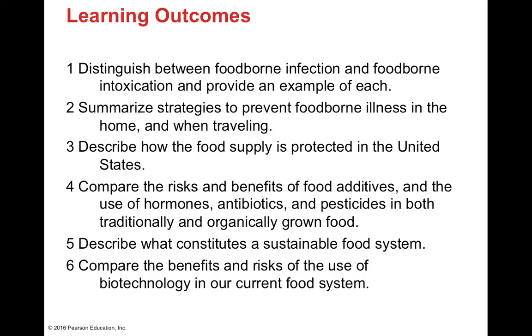We'll discuss strategies that you can take to prevent getting sick from foodborne illnesses in your own home or when you're traveling about the country, or more recently locally due to COVID. We'll describe the food supply in the United States and how it's protected, as well as comparing the risks and benefits of particular food additives, hormones, antibiotics, and pesticides in both the food that's grown traditionally and food that is now raised or farmed organically.